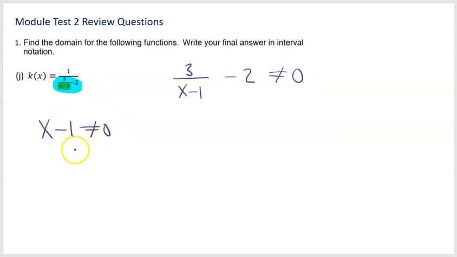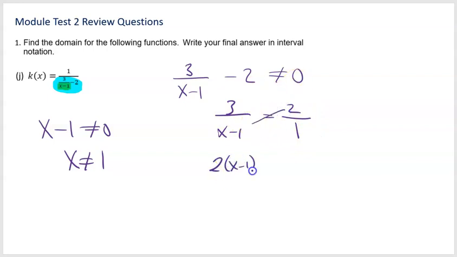So the first one's pretty easy to solve. Let's add 1 to both sides because x cannot be 1. We'll draw that on a number line in a minute. This one, let's add 2 to both sides. I have 3 over x minus 1 is equal to 2. Now that 2 is over 1, right? The easiest way to solve this rational equation is to cross multiply. 2 times x minus 1 is equal to, cross this way, 3 times 1. Distribute the 2 inside, and solve for x. So I need to add 2. 2x equals 5, divide both sides by 2, x is equal to 5 halves.